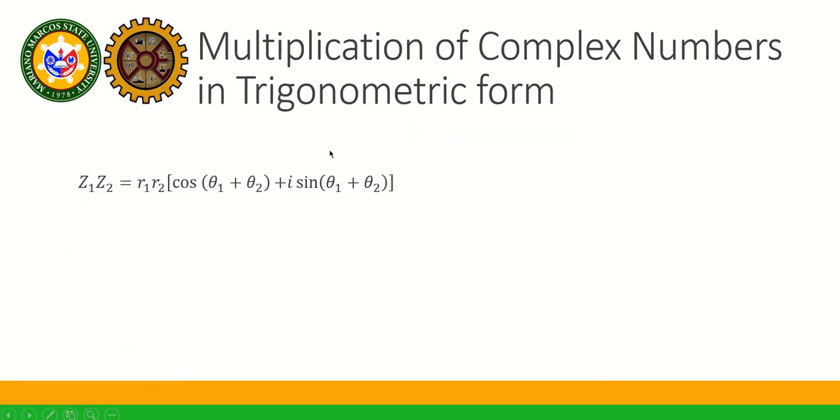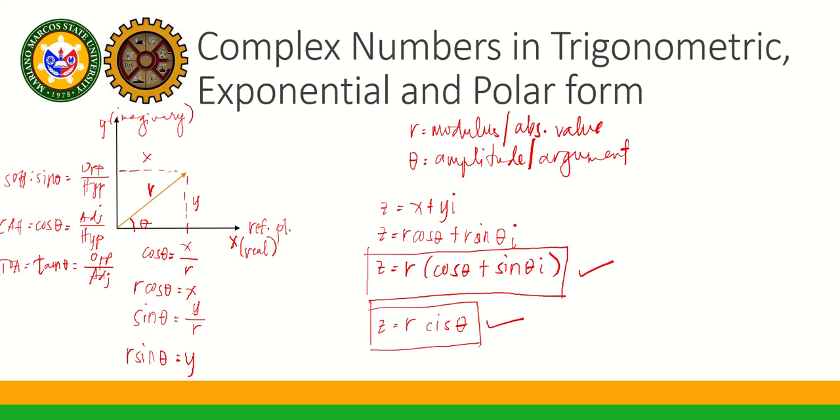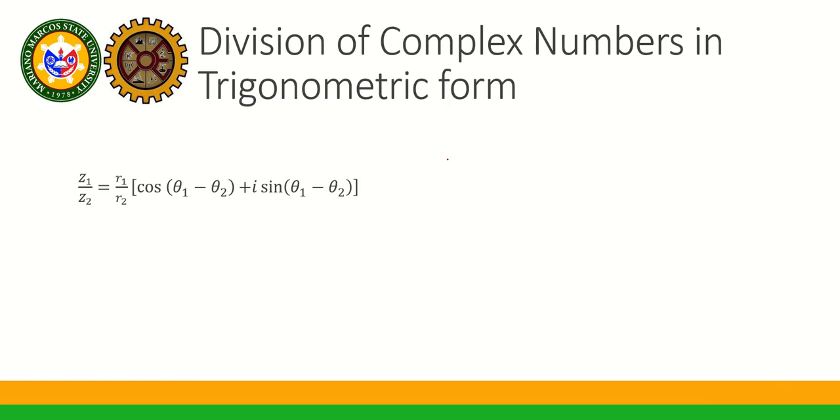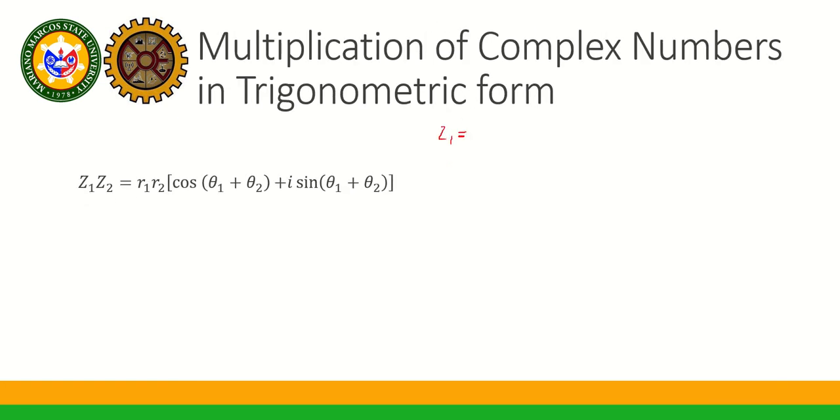Okay, so let's proceed to multiplication of complex numbers in trigonometric form. So, kapag trigonometric form, for example, we are given z sub 1 equal to r sub 1 times cosine theta 1 plus sine theta 1 i. Okay, and then z sub 2 equal to r sub 2 times cosine theta 2 plus sine theta 2 i.